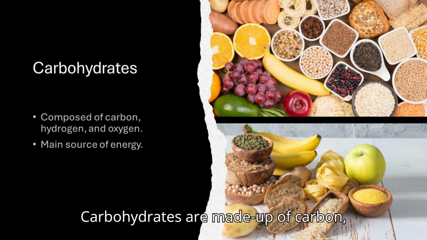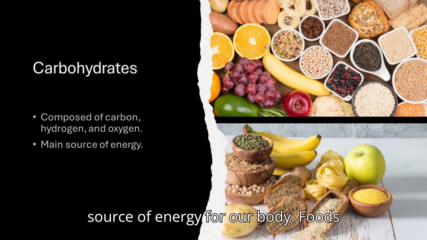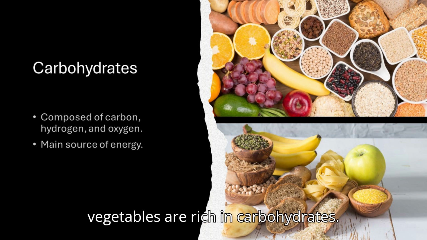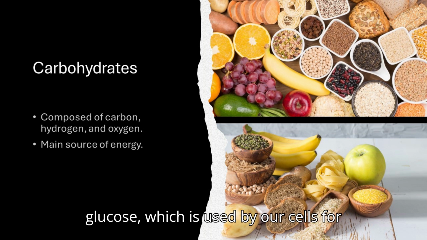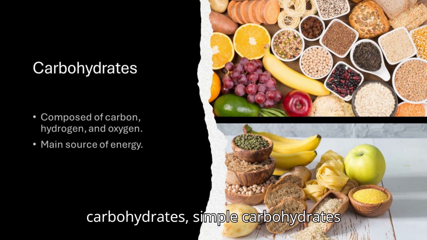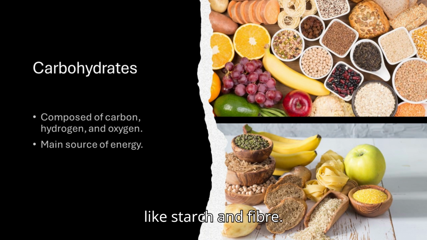Carbohydrates are made up of carbon, hydrogen, and oxygen. They are the main source of energy for our body. Foods like bread, rice, pasta, fruits, and vegetables are rich in carbohydrates. Carbohydrates are broken down into glucose, which is used by our cells for energy. There are two types of carbohydrates: simple carbohydrates, like sugar, and complex carbohydrates, like starch and fiber.